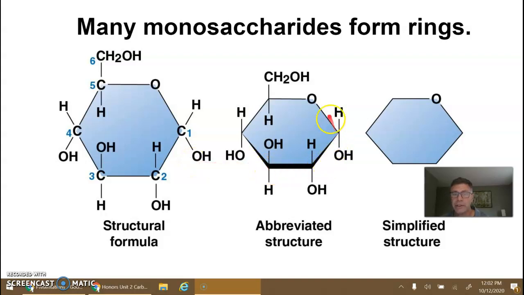And then the abbreviated structure, just notice that the carbons aren't shown here. But there'd be 4 lines around it, so you can assume that that's a carbon, or the simplified structure just showing the ring shape to it.